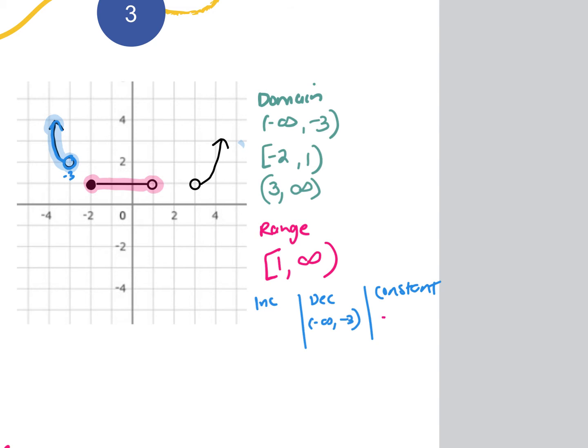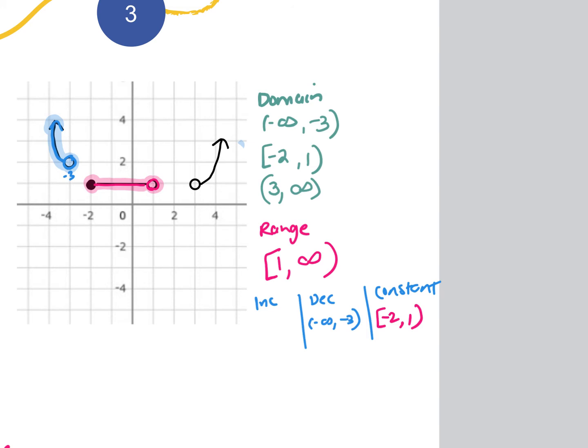So it starts at negative 2, and this time I can give it a bracket because that point did not come off of an increasing or decreasing. If it was shared by an increasing or decreasing, it gets a parentheses, but that starts constant. And then it continues constant until you get to here, which is positive 1, but that's an open dot, so it gets a parentheses.